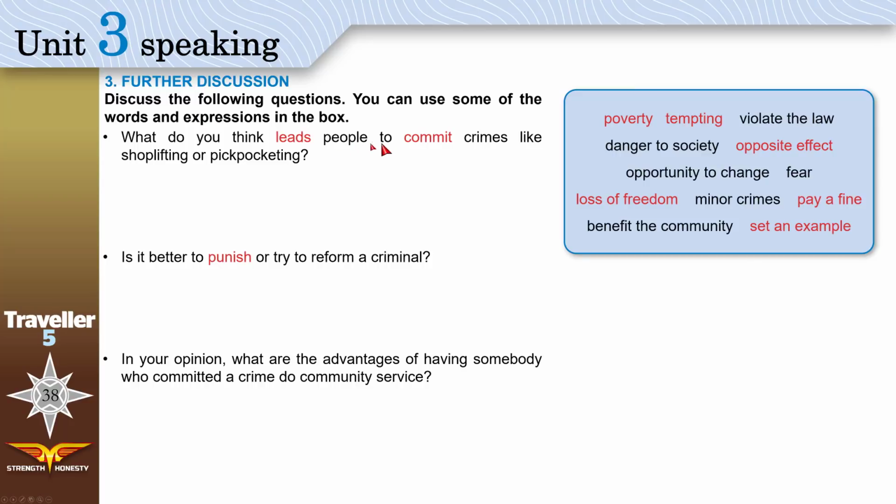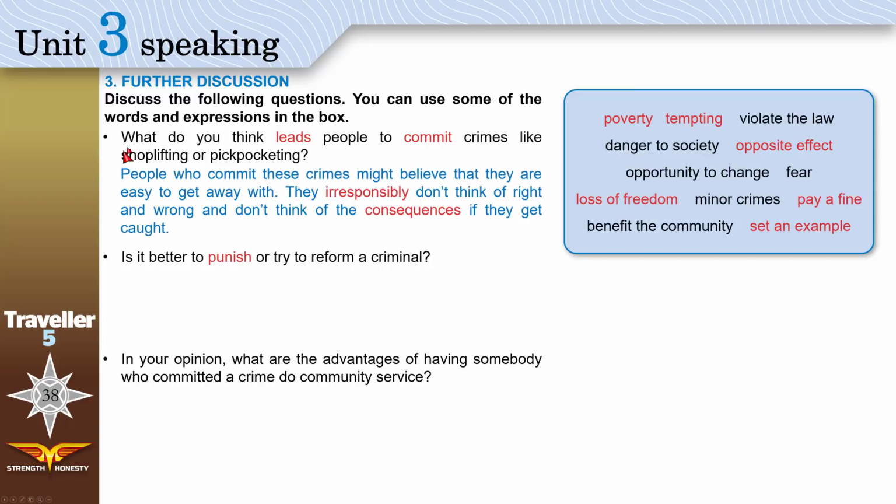Okay, what do you think leads people to commit crimes? Well, people who commit these crimes might believe that they are easy to get away with, they will not be caught. They act irresponsibly, carelessly, without thinking of what is right to do and what is wrong. They don't think of the consequences of the things that could happen because they committed these crimes if they get caught, arrested by the police.